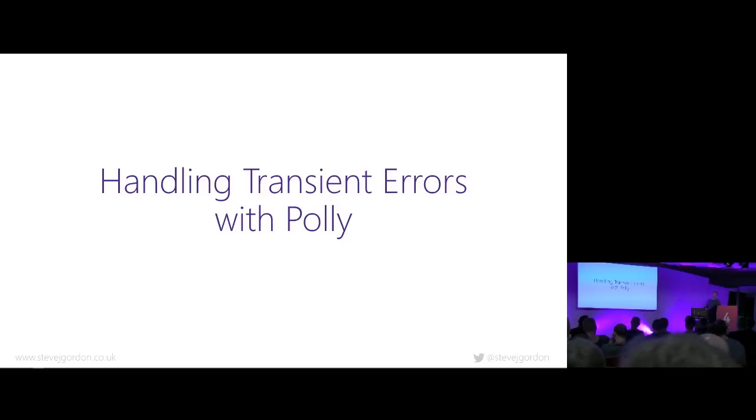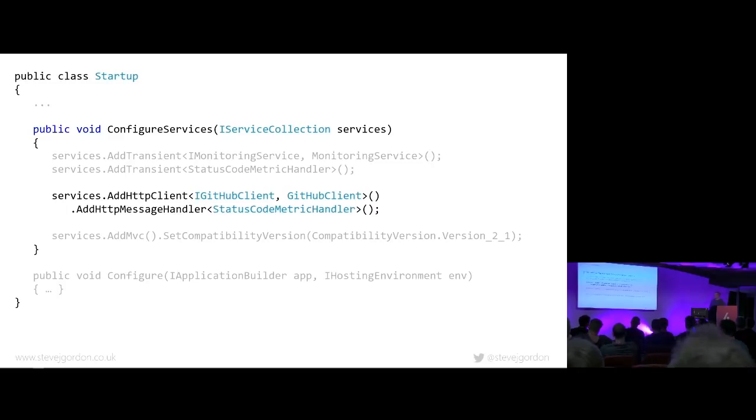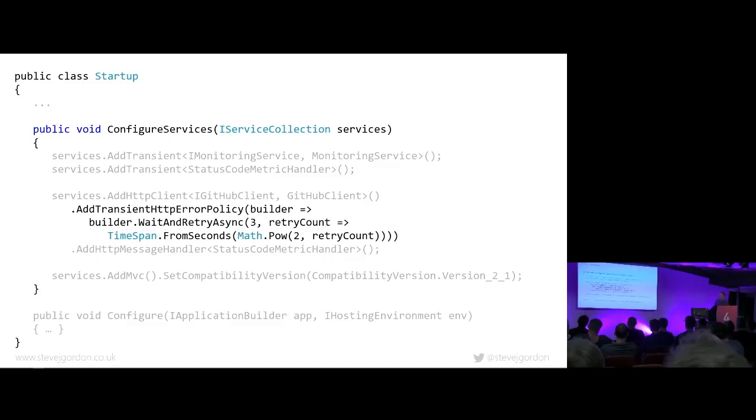So how can we do this with Polly and HttpClientFactory? With the HTTP Client Builder, we can apply an additional extension method in here. Now this is not available by default with the ASP.NET Core app package. What you have to do is bring in the Microsoft.Extensions.Http.Polly package.